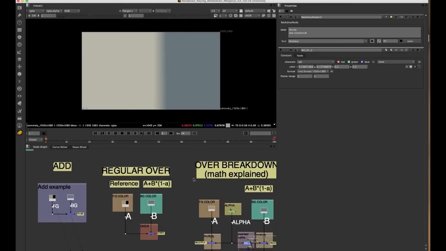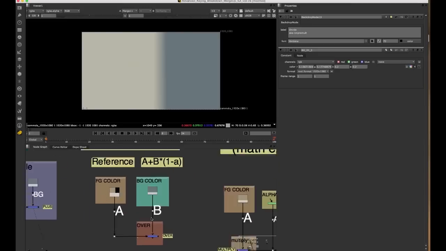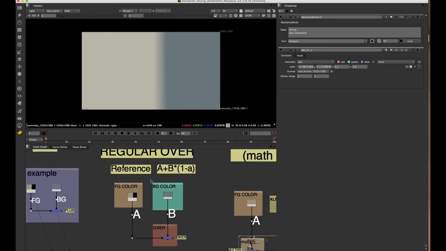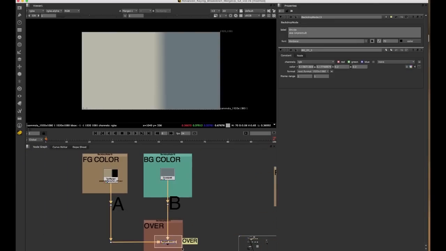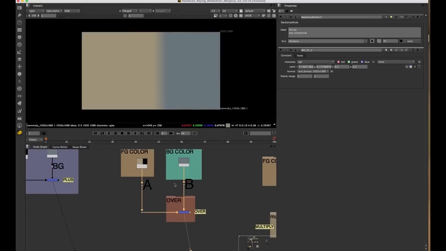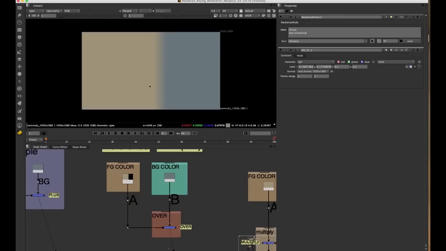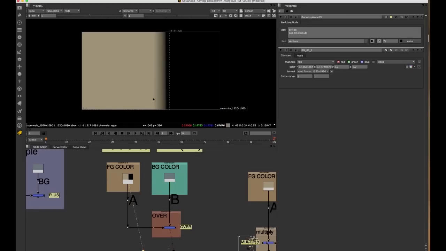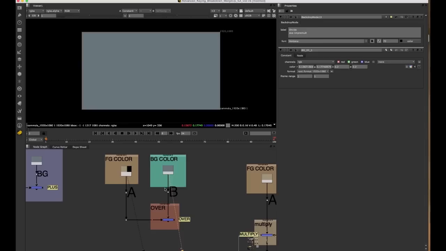So I'm going to cover overing now. And overing is a tricky thing because it sounds really simple. And here's an example of just an over, a merge over of the same two images. And you can see instead of the plus example, you would now get what you would expect when I say I'm going to put this image over this blue image.